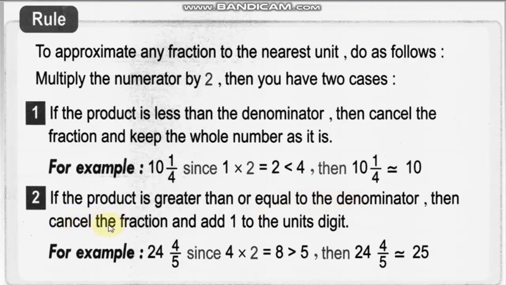Number 2: If the product is greater than or equal to the denominator, then cancel the fraction and add 1 to the units digit. For example, 24 and 4 over 5. We'll multiply 4 times 2. 4 times 2 equals 8. 8 is greater than 5, so we'll add 1 to the whole number, so 24 and 4 over 5 became number 25.